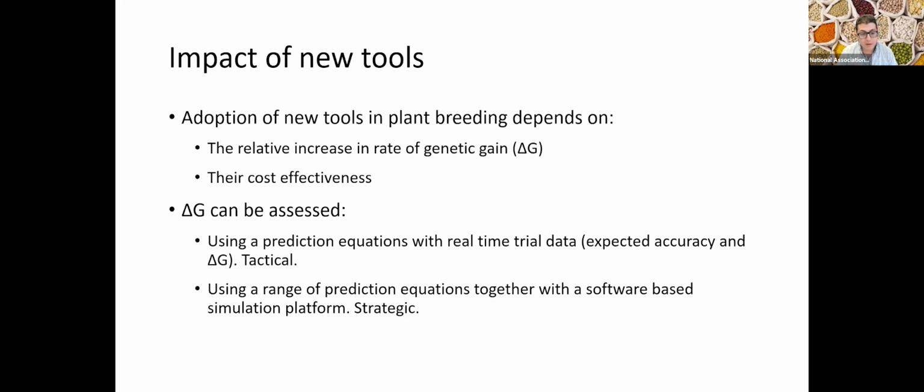So delta G, or rate of genetic gain, can be assessed using a few approaches, but one of them is basically using prediction equations with real-time trial data, so data obtained through historical trials, which is most certainly a tactical tool. But we can also predict or assess it with a range of prediction equations together with a software-based simulation platform. And I see there are some questions already coming up.